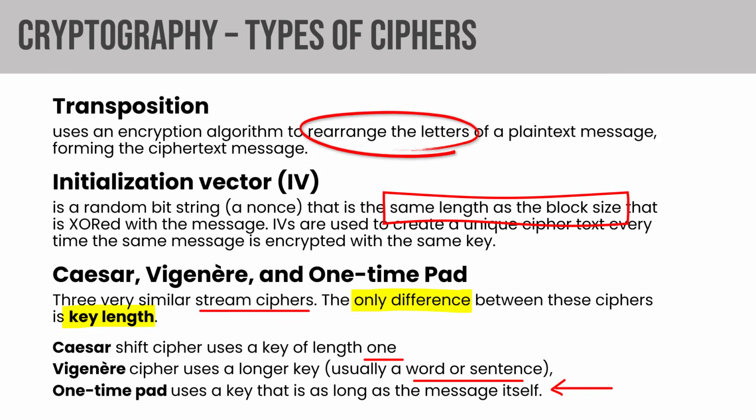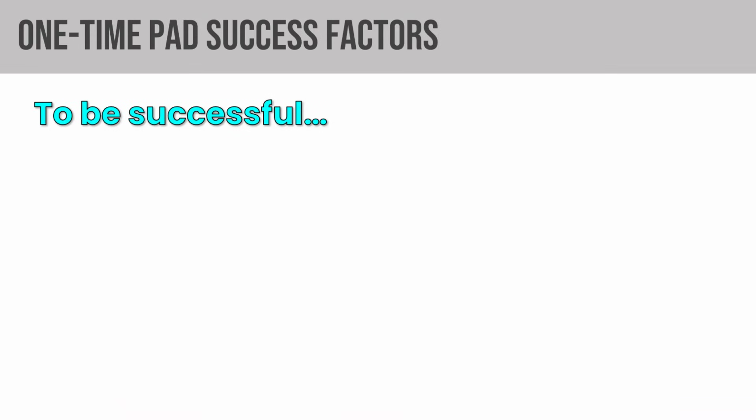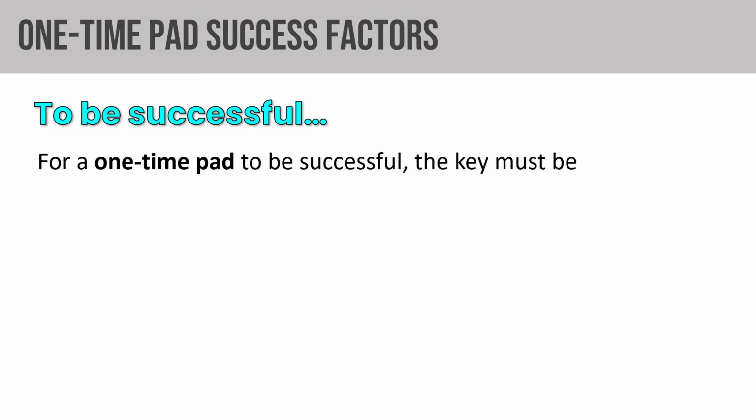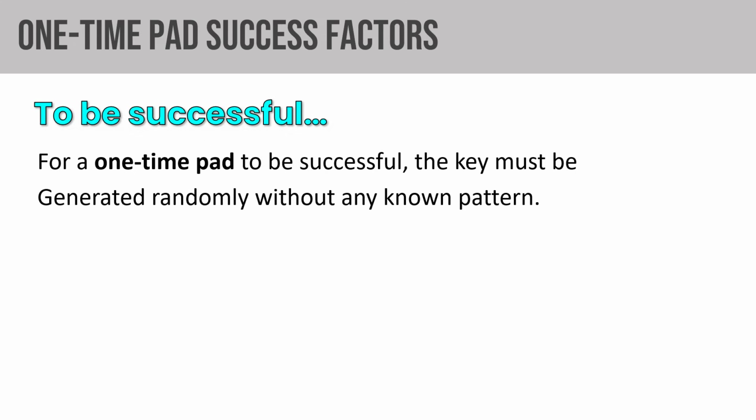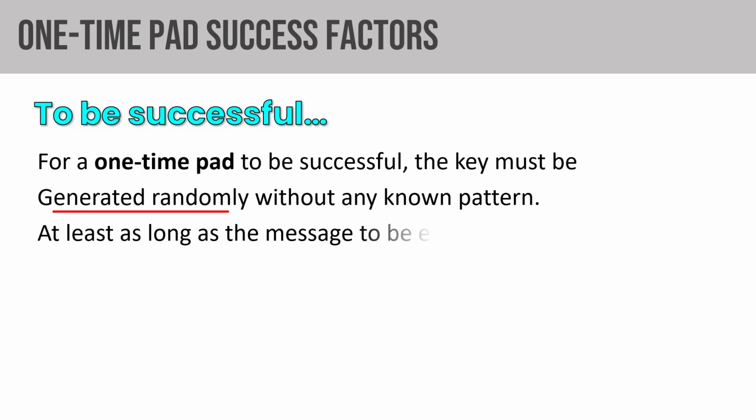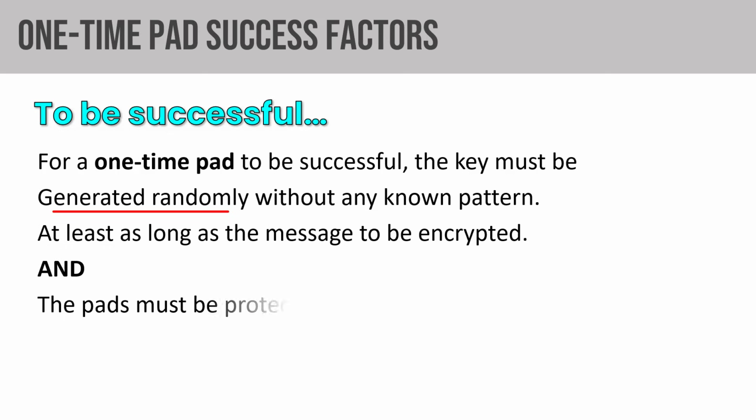Now we need to talk a bit more about one-time pad. I do expect you're going to see at least a question on this on the exam. So for a one-time pad to be successful, the key must be generated randomly without any known pattern. And it has to be at least as long as the message to be encrypted, because remember, that's what differentiates one-time pad from Vigenère and Caesar. So the key is the same size as the message itself.